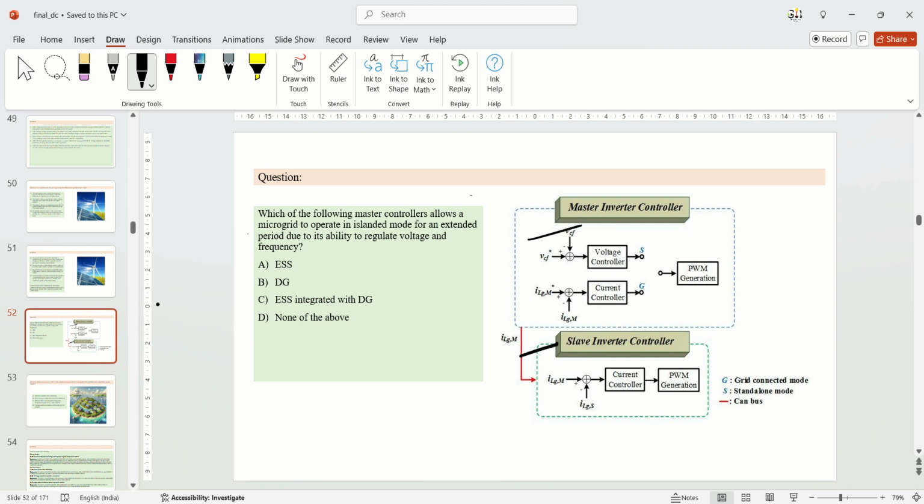Suppose the question, if you can see, which of the following master controllers allow the microgrid to operate in the islanded mode for an extended period due to the ability to regulate voltage and frequency?